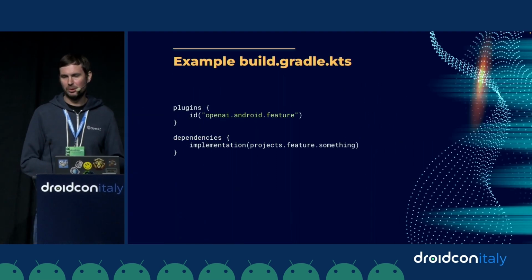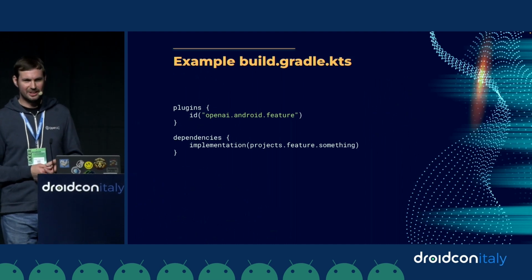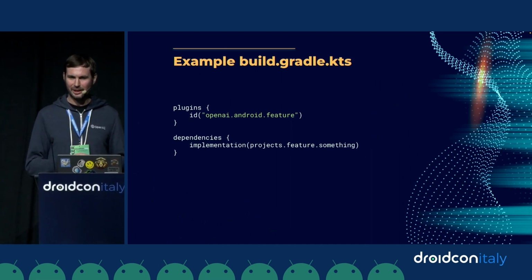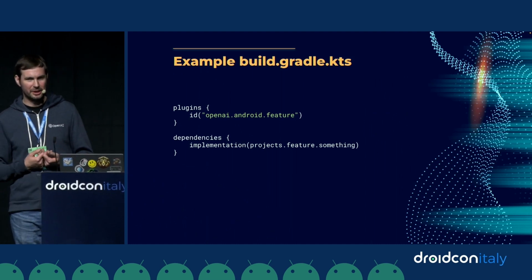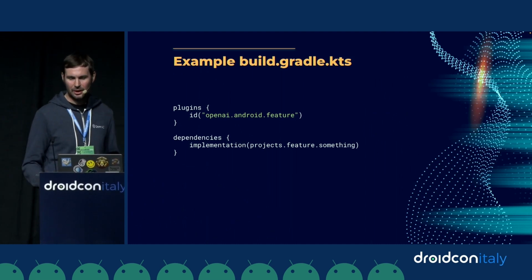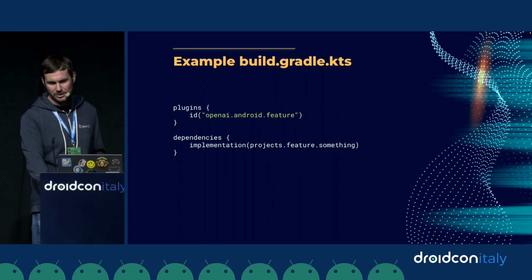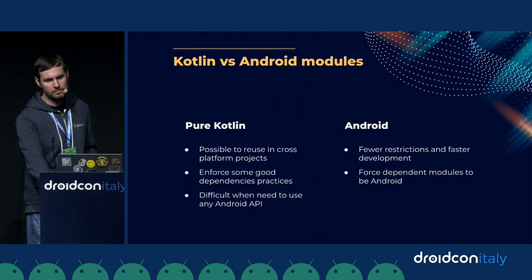This is just an example of what a simple feature Gradle file could look like in our code base. It's just 5 lines of code, and it includes all the basic dependencies we need, like Compose, our UI library, and all sorts of other basic dependencies.